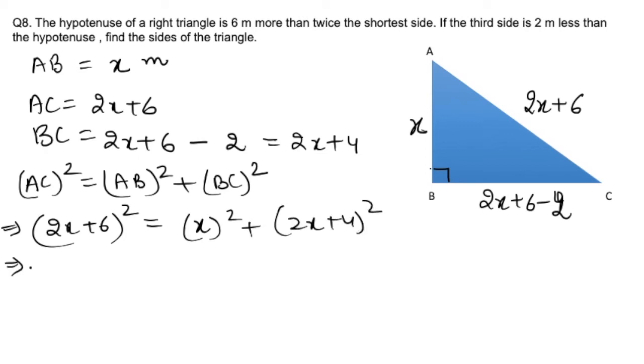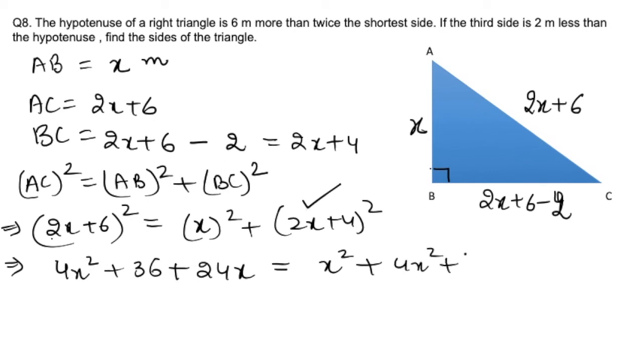So in this case we are using a lot of algebra, and we are using the algebraic identities. So here we are going to apply the algebraic identity a plus b whole square, which is equal to a square plus b square plus 2ab. That means 4x square plus 36, plus 2ab, 2 2s are 4 and 4 6s are 24x. And on the right hand side we get x square. Again we have to apply the algebraic identity here. So we get 4x square plus 16 plus 2 2s are 4 and 4 4s are 16x.